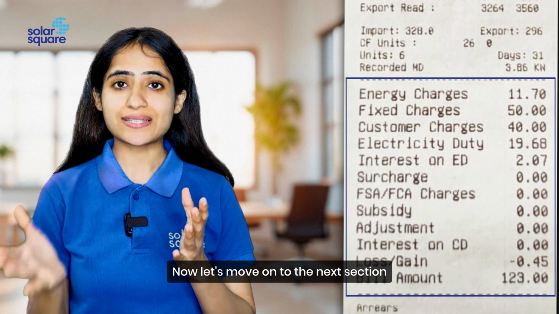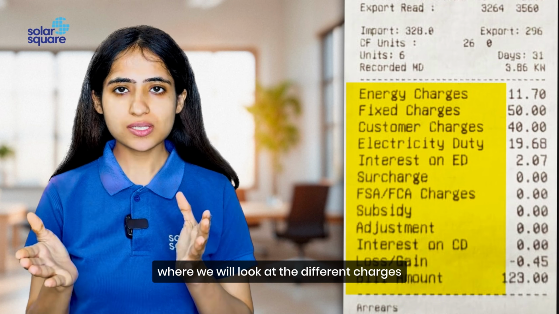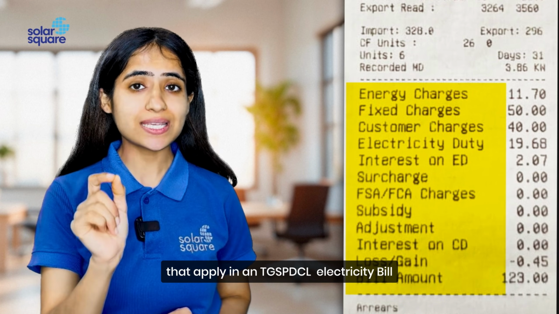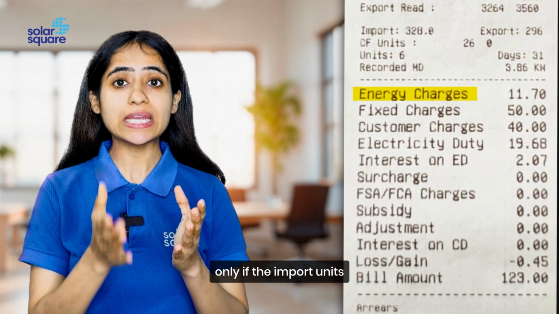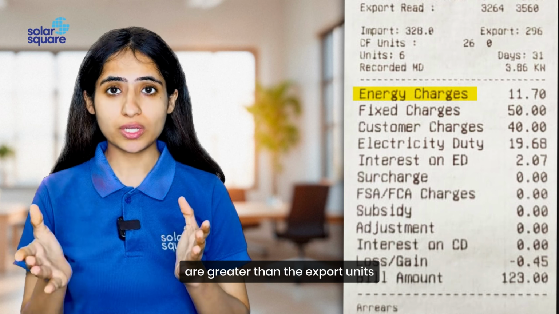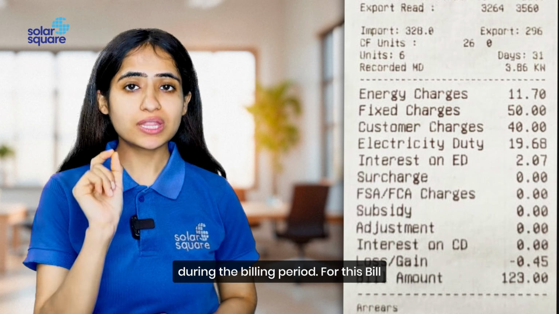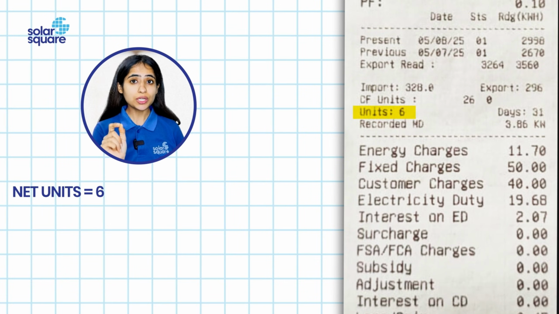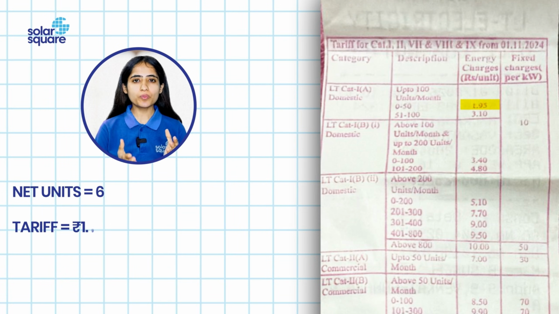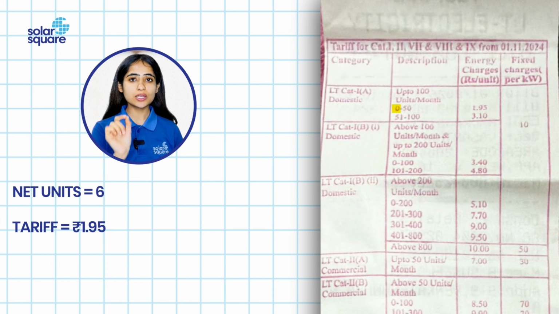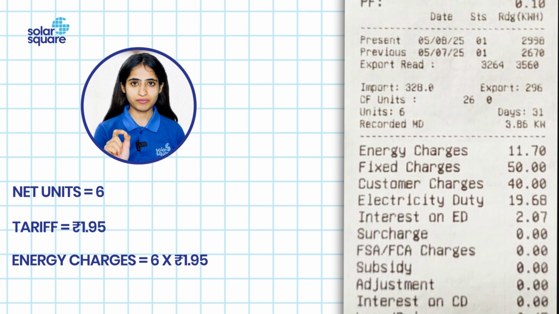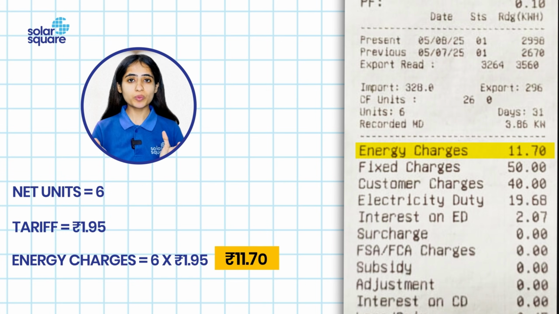Now let's move on to the next section, where we will look at the different charges that apply in a TGSPDCL electricity bill. Here's a cost breakdown. Energy charges apply only if the import units are greater than the export units during the billing period. For this bill, charges apply on 6 net units of extra import at 1 rupee 95 paisa per unit, basis the rates that you see here. Since the net units are 6, for this customer 0 to 50 units slab applies. 6 multiplied by 1.95 makes energy charges 11 rupees 70 paisa.